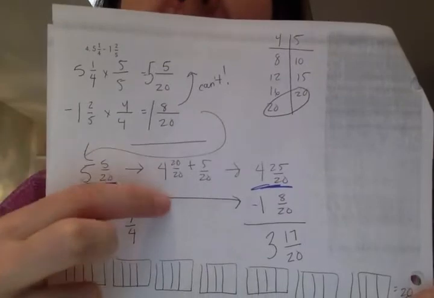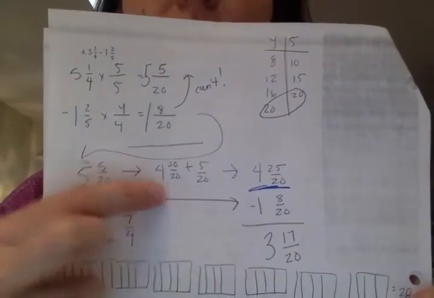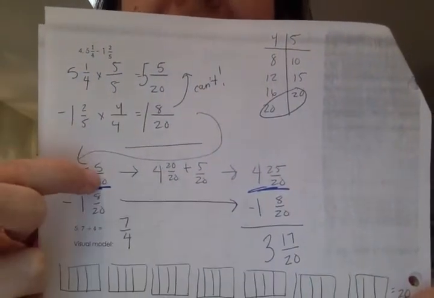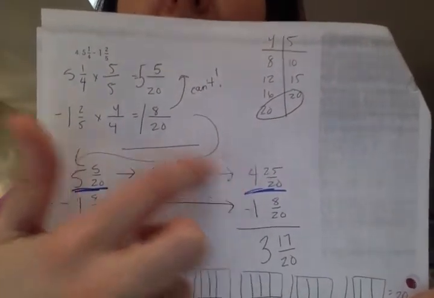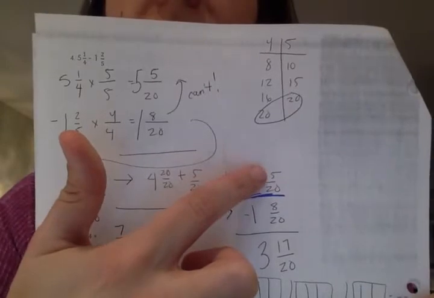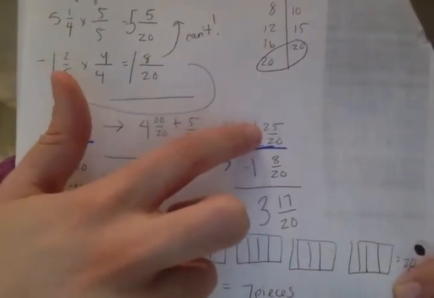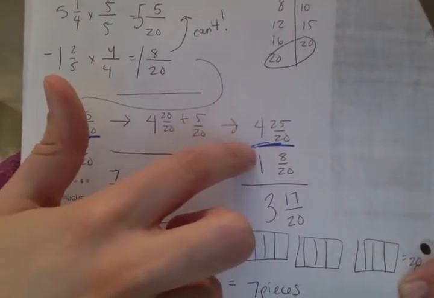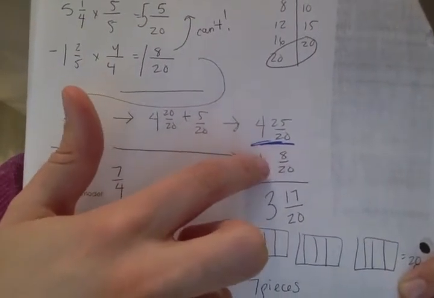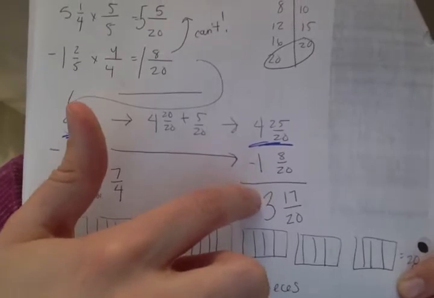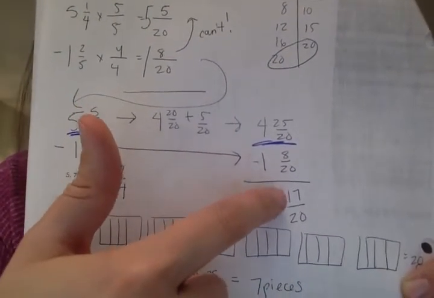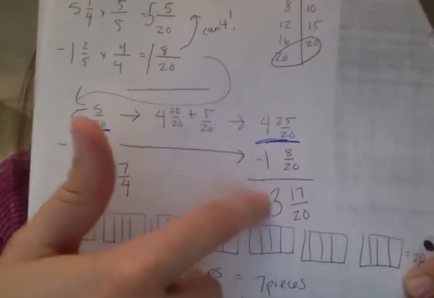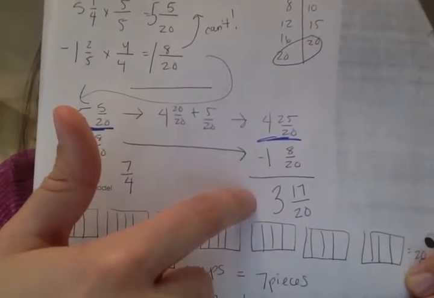Because 20/20 is 1 whole. 4 and 1 whole is 5. But I can't forget about the 5/20, so that tacks on, and I simplify it to 4 and 25/20. Now I can subtract 4 and 25/20ths minus 1 and 8/20ths is 3 and 17/20ths. And there is nothing that goes into both 17 and 20, so this is simplest form.